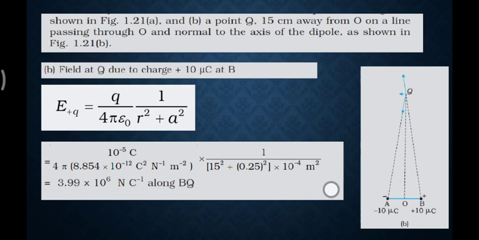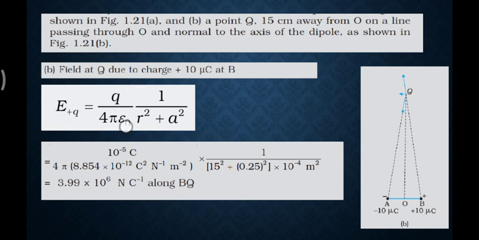Part B asks about a point Q which is not on the dipole axis, it is somewhere else in space. So the calculation of the electric field is done in a different way. The point is on the line passing through O, normal to the dipole axis, as shown in figure 1.12. In this case we find the field at Q due to the positive charge. This equation we have also seen in detail in part number 9. So please see part number 9 first, and then come back to this.